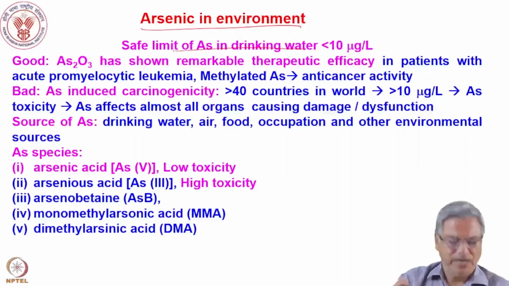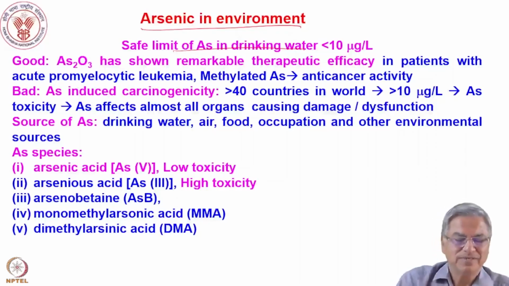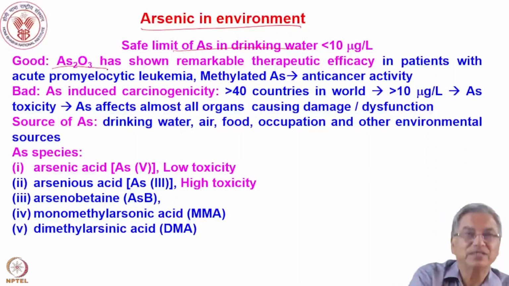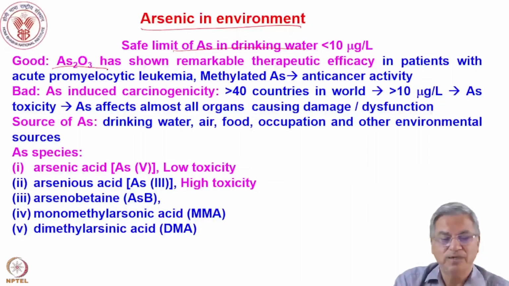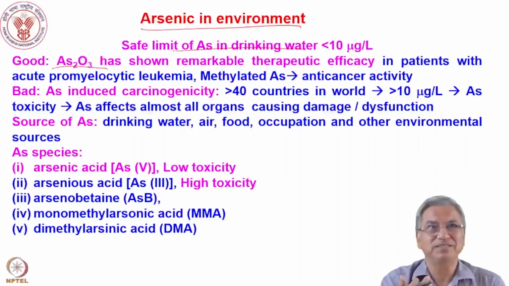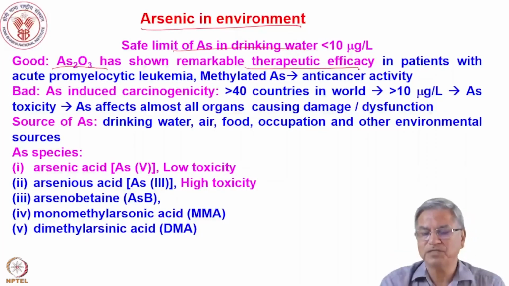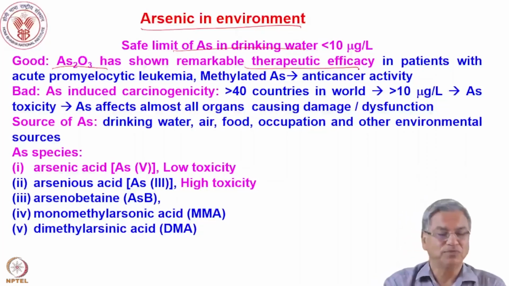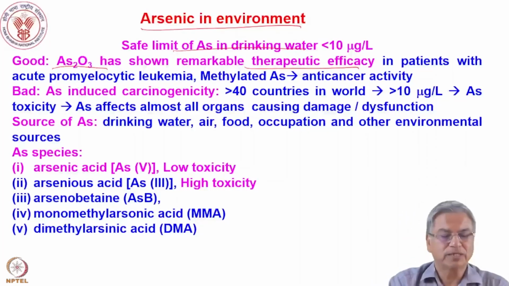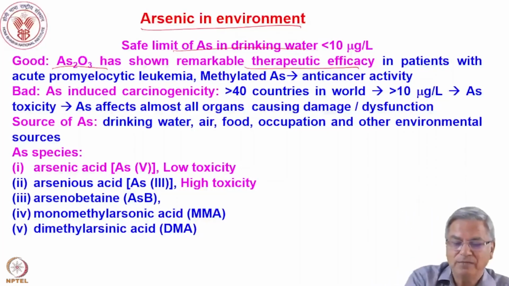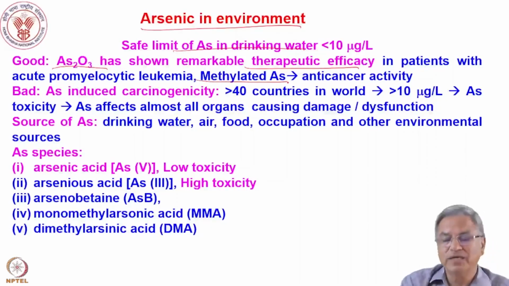So it has a good and a bad part. Arsenic in the trivalent state, arsenic oxide, not arsenious acid but arsenious oxide, has been found to have therapeutic efficacy in patients suffering from acute promyelocytic leukemia, and methylated, organic arsenic has been known to have anti-cancer activity.